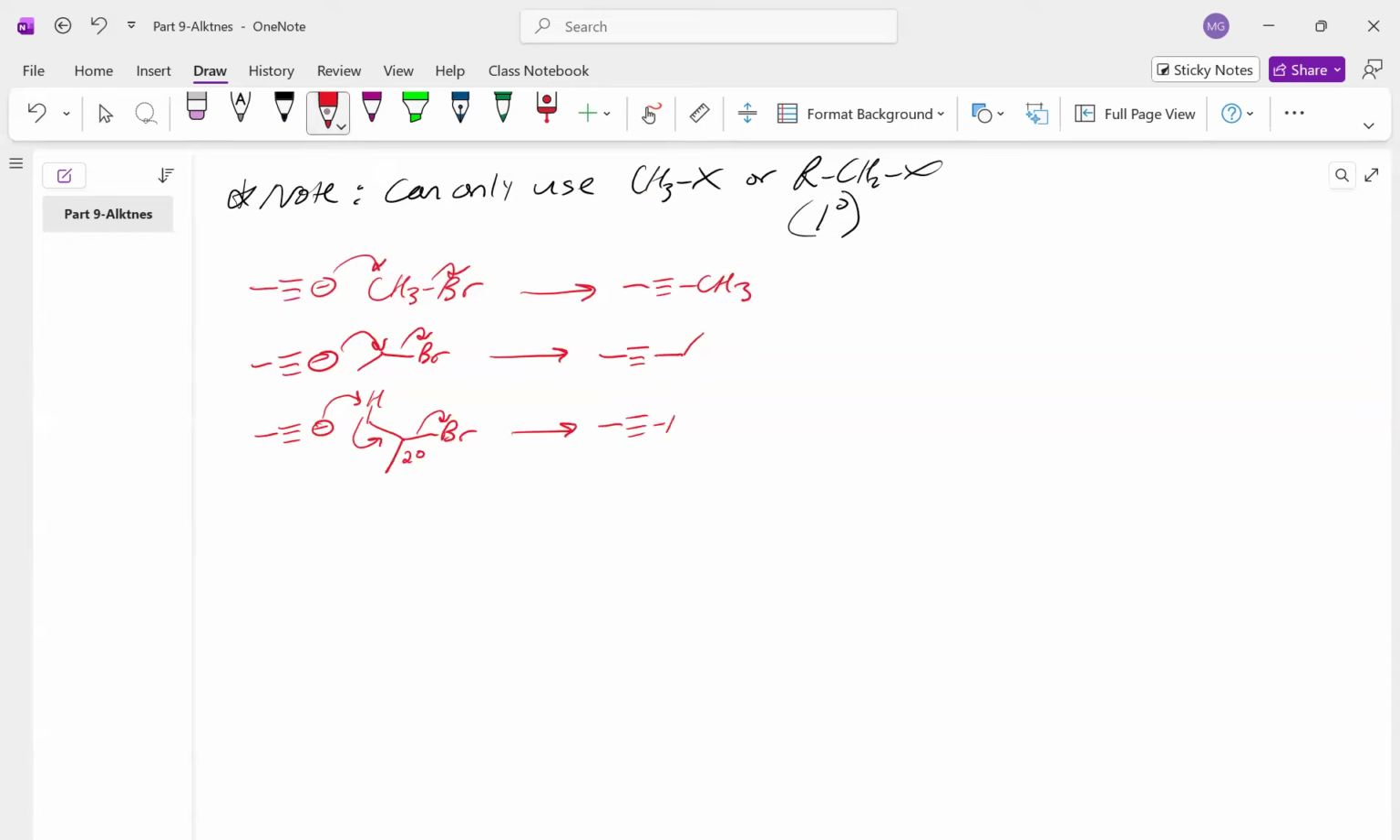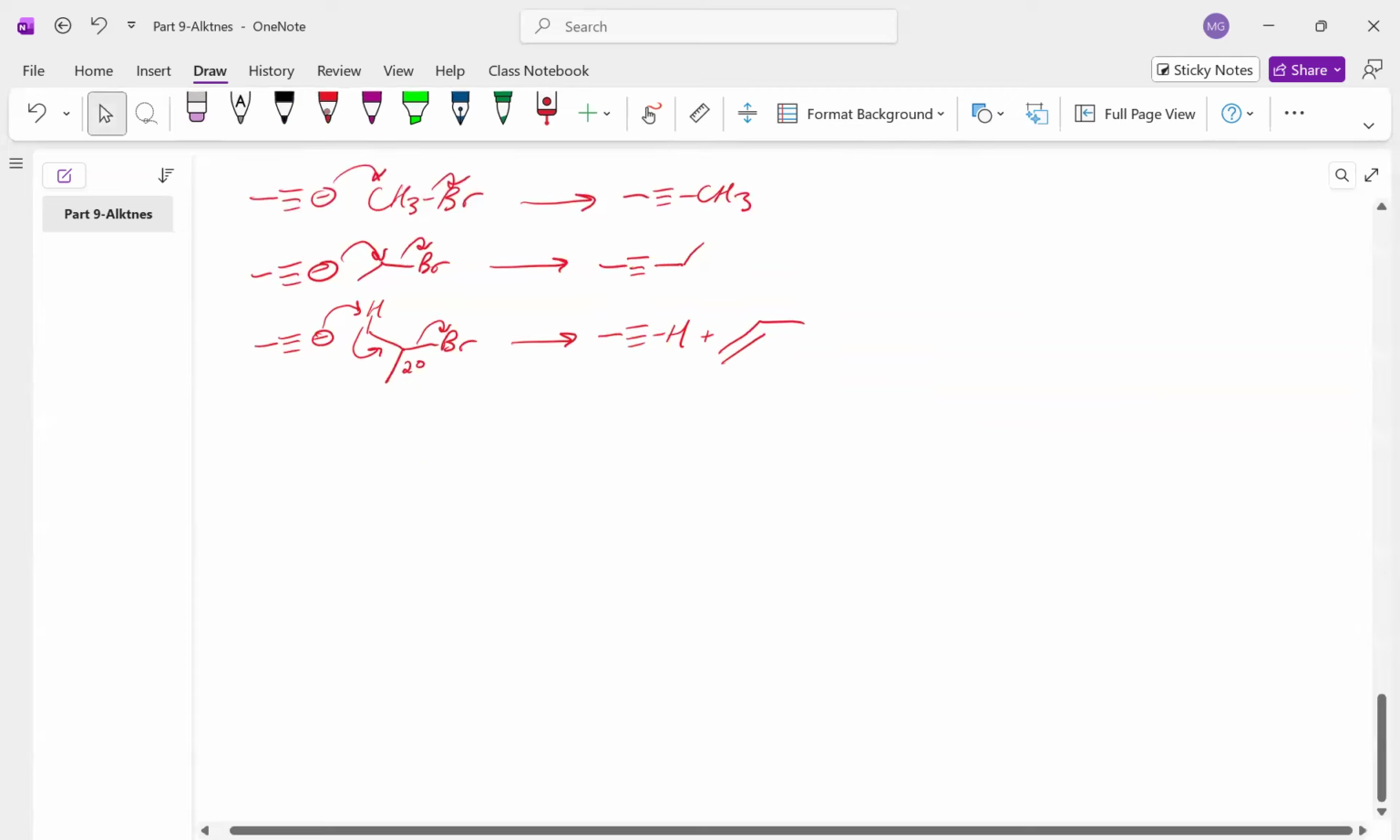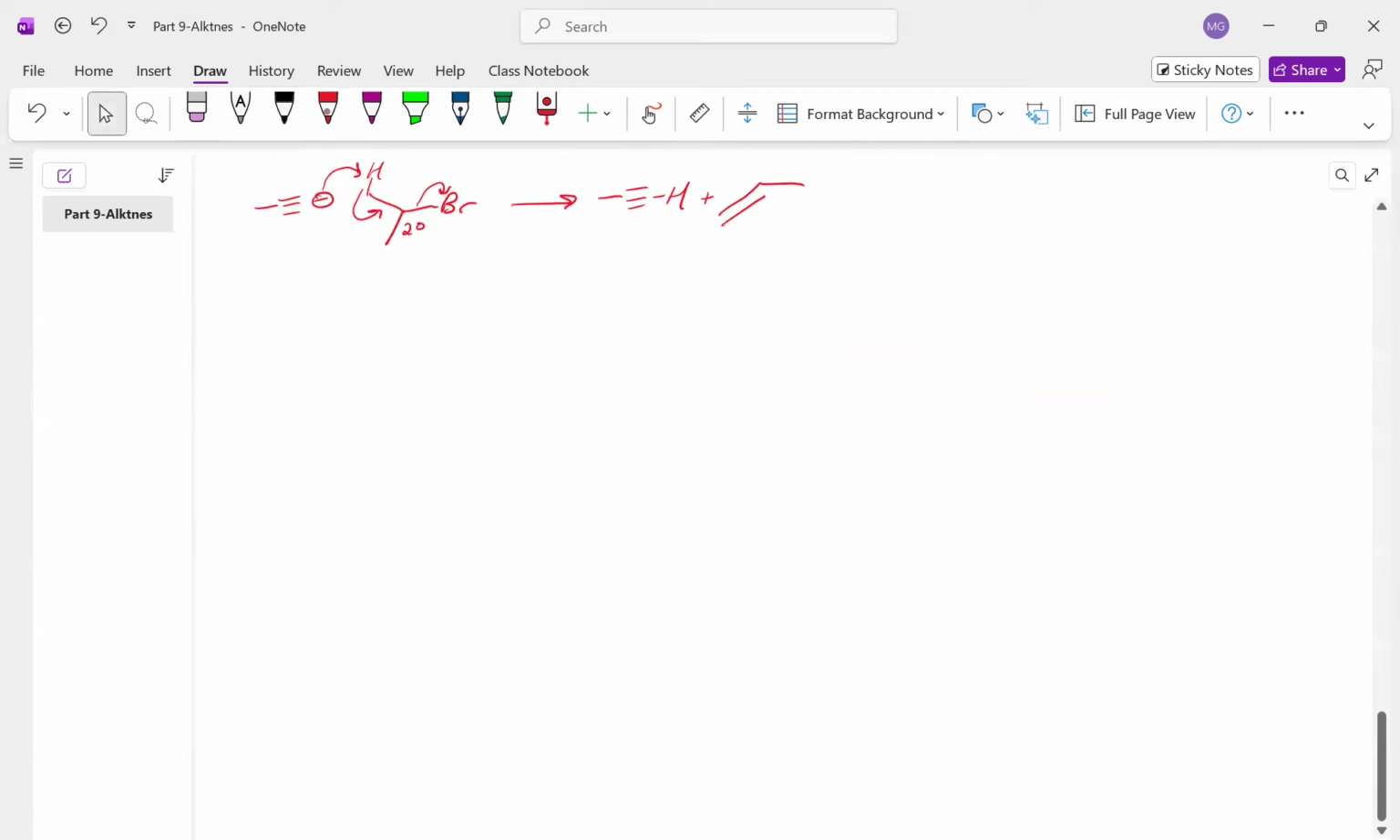And so the acetylide ion acts as a base instead of a nucleophile, and we get elimination. So that's why we can only use methyl halides or primary halides to do this kind of carbon-carbon bond formation. So let's look at a few examples because I really want to hammer this point.